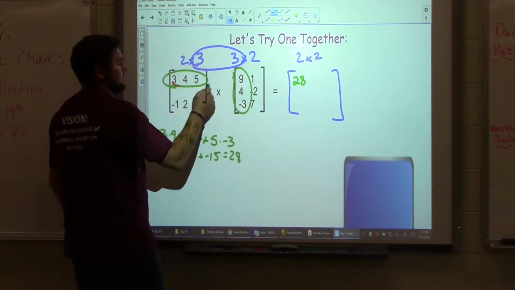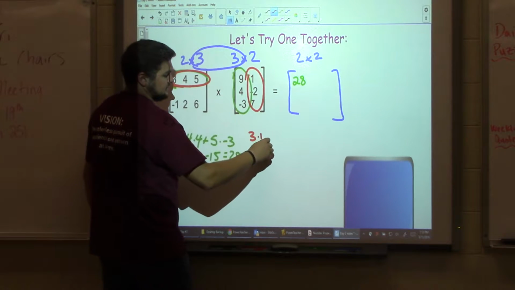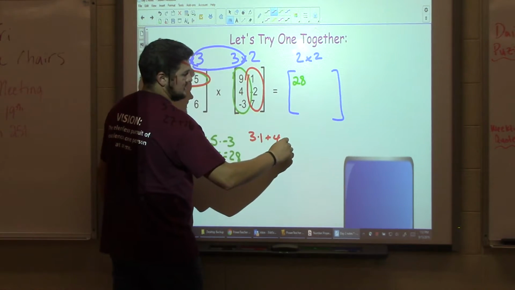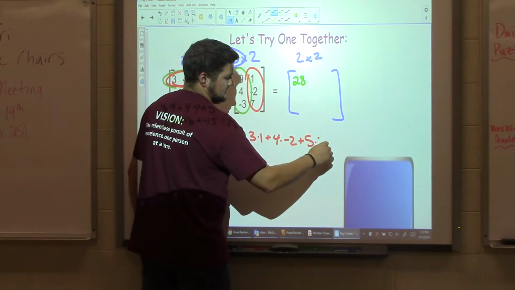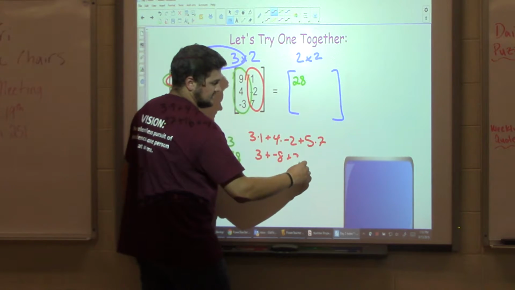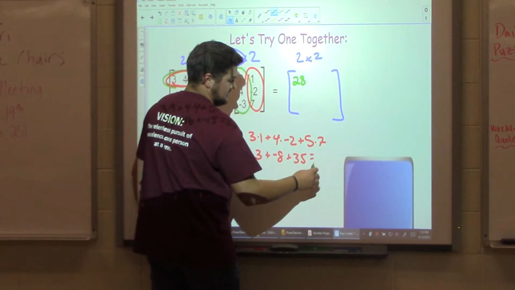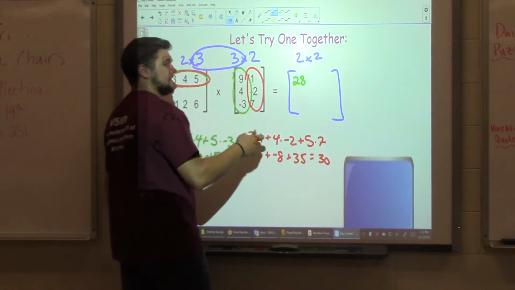Alright, top right. 3 times 1 plus 4 times negative 2 plus 5 times 7. So 3 plus negative 8 plus 35 should give me 30. That was the top row, right column.